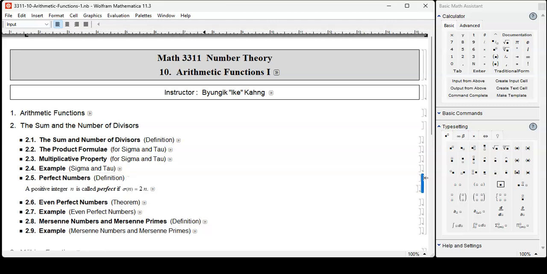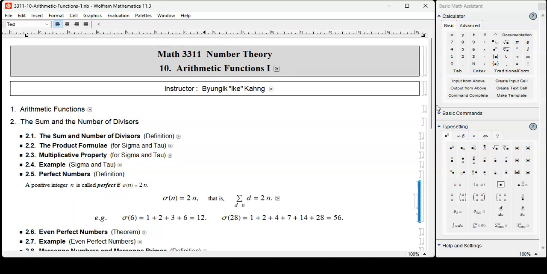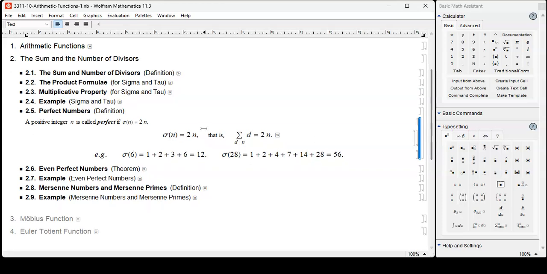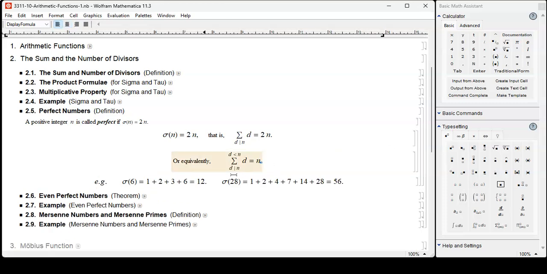Perfect numbers. A positive integer n is called perfect if sigma n is 2n. In other words, what's the definition of sigma n? The sum of all positive divisors of n add up to 2n. Equivalently speaking, the sum of all positive divisors of n other than n itself will add up to n itself.